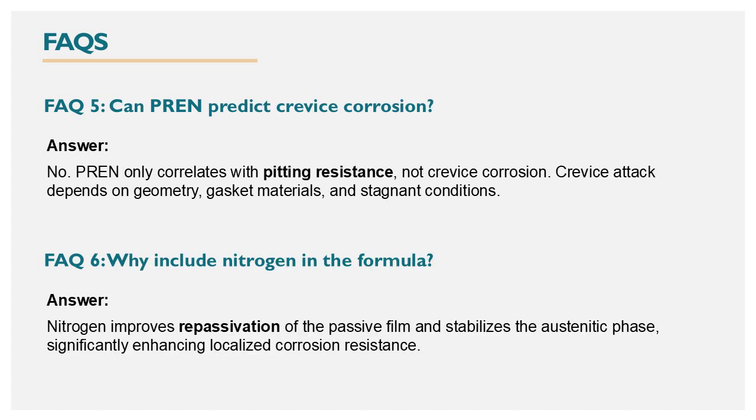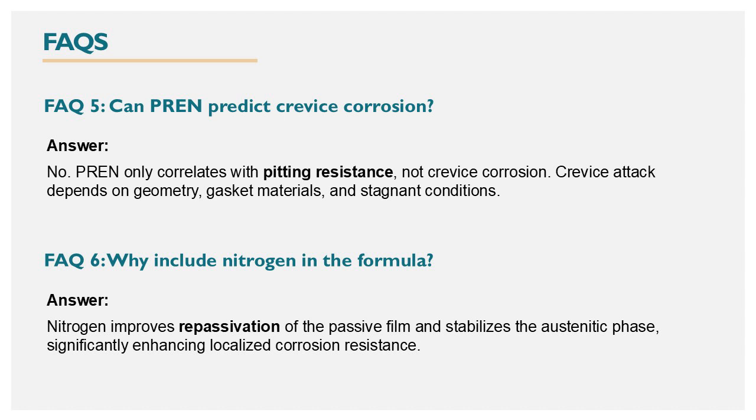Question number 5. Can PREN predict crevice corrosion? The answer is, no. PREN only correlates with pitting resistance, not crevice corrosion. Crevice attack depends on geometry, gasket materials, and stagnant conditions.